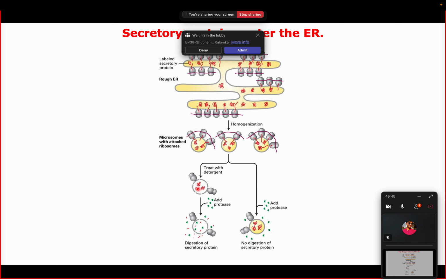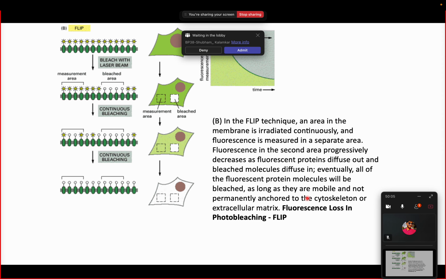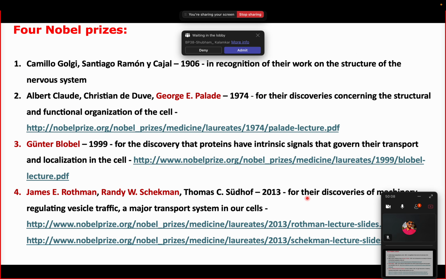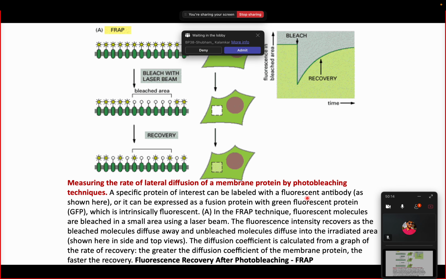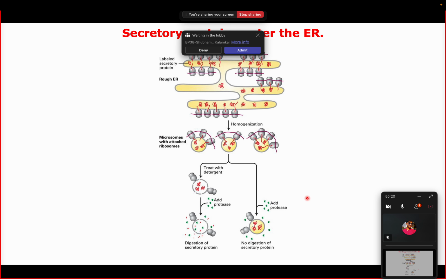On the other hand, if you don't add the detergent, the vesicle will be intact, the protein will be intact, and even if you add proteases, the proteases won't have any access to the protein, and hence there will be no digestion of the protein. Correct. This is how we have shown via experiments what Palade did. As I've mentioned, the two scientists Palade and Blobel are the pioneers in understanding the secretory pathway and designing sophisticated experiments to understand how it works and how we can say for sure that proteins are transported within the cell via vesicles.